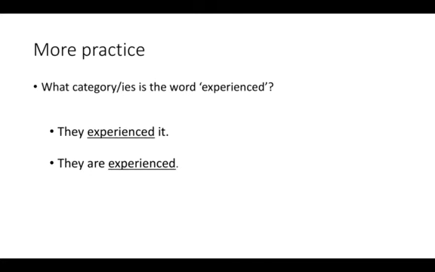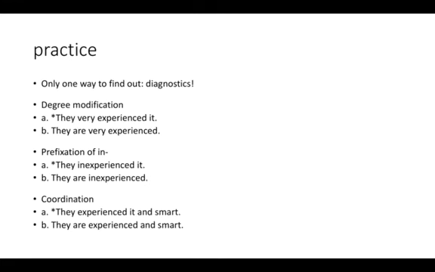Okay, a little bit more practice. So what categories or category is the word experienced in the following sentences? They experienced it, and they are experienced. So again, the only way to figure this out is through the use of diagnostic tests. So we can try to modify the word with an adverb like very. They very experienced it. They are very experienced. So this kind of degree modification only works with adjectives. So that indicates that experienced here is an adjective, not a verb.